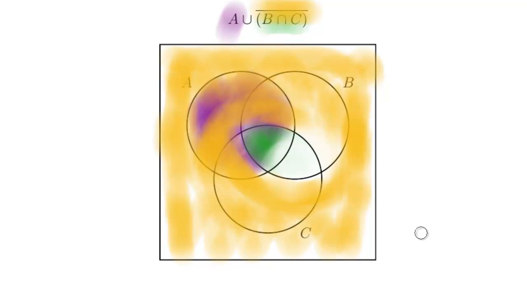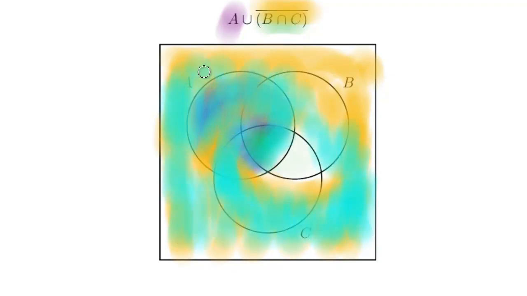So if I go through, in fact, let's go ahead and shade this a different color. We have all of this stuff, and you can see we're getting everything except that little wedge right there. And that is A union complement of B intersect C.